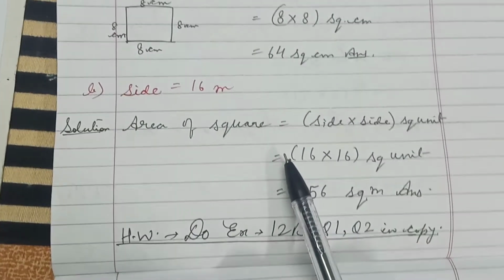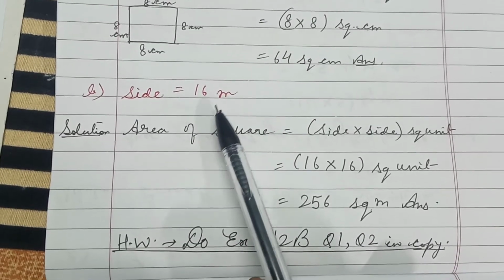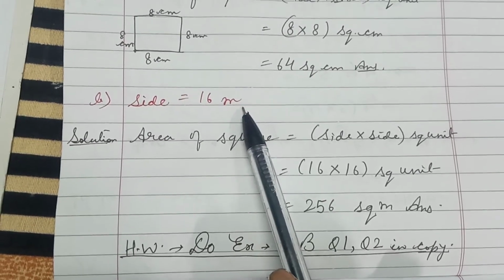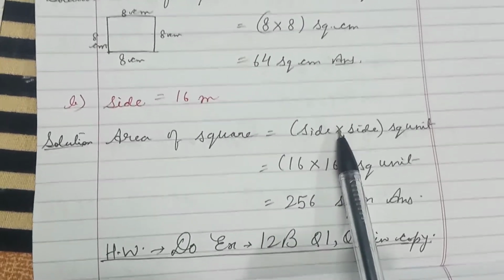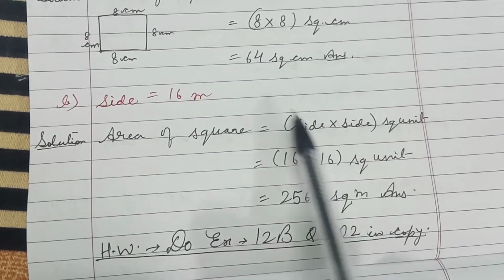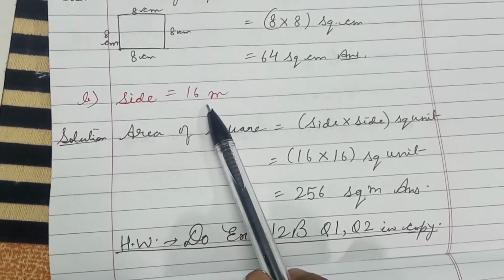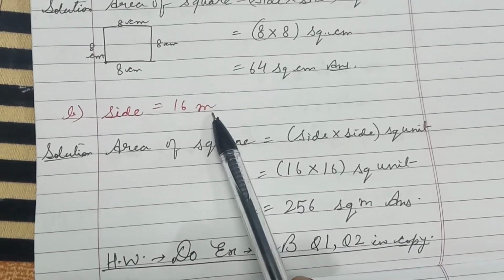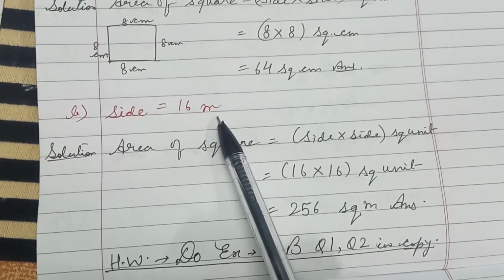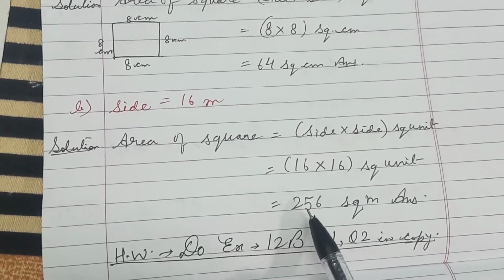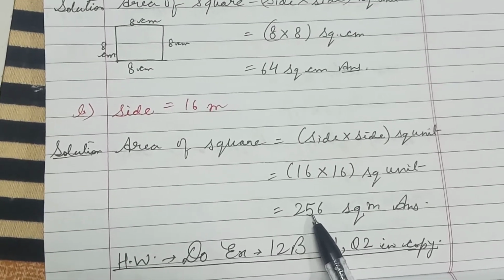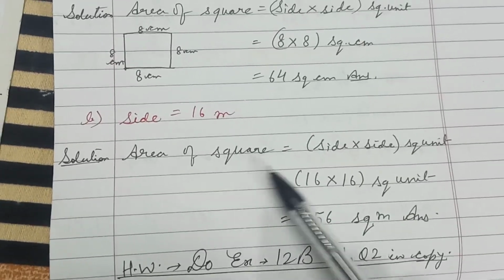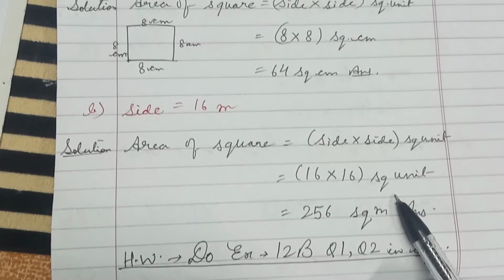Similarly children, in question number D, side is given 16 meter. So area of a square again, side into side, square unit. So again you multiply this side into side, that is 16 into 16 and unit will be square unit. So it is your meter, no? So square meter. Okay. 16 into 16, 256. You just multiply it and answer will come in square meter. So area of a square will be 256 square meter.